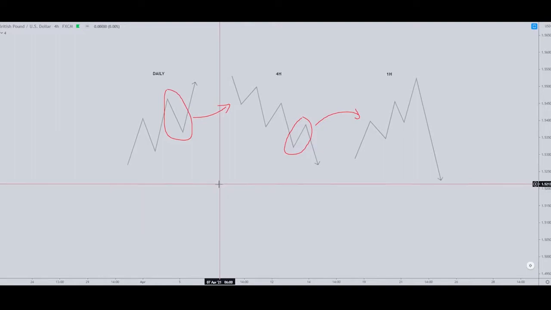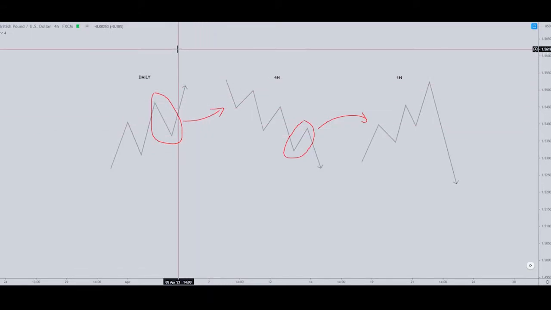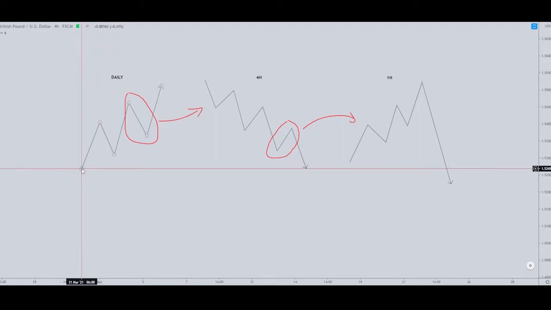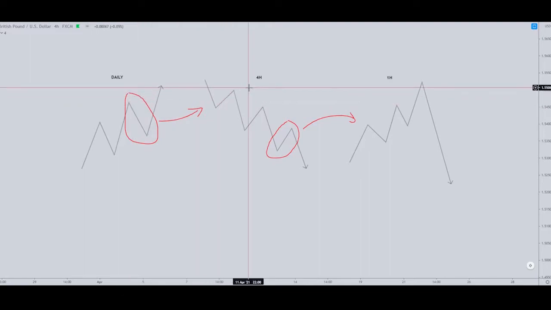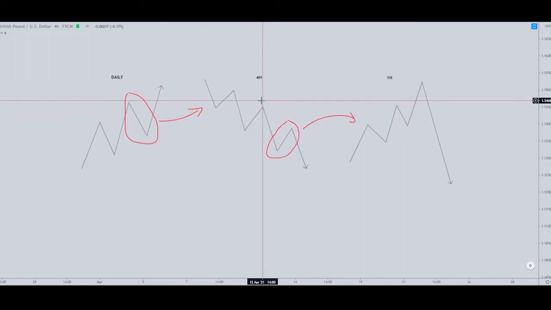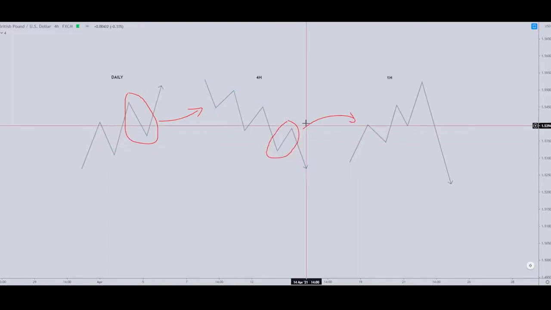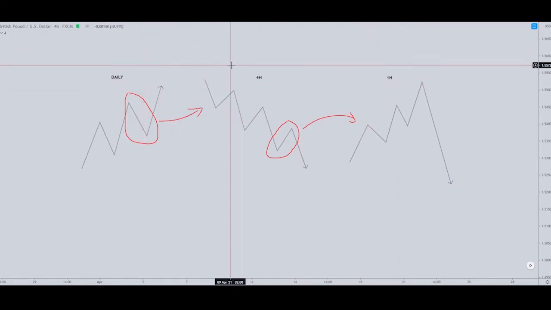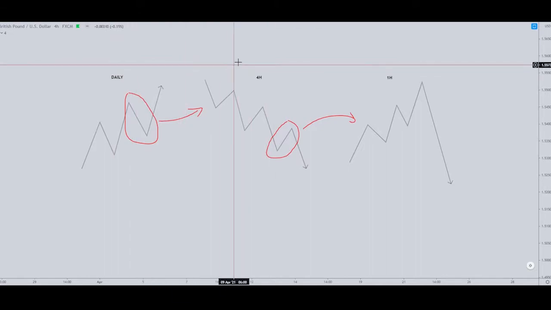When we are looking into trends, we have to keep in mind that on different time frames we can have different types of trends. So if we are, for example, on the daily on an uptrend, the daily itself can have a moment where on the 4 hours we are having a downtrend. So we will have lower highs and lower lows. And on the 4 hour as well, we can have a moment where we are having an uptrend on the 1 hour. So we need to be aware of where the market is on different time frames so we can execute our trades in the best possible way.